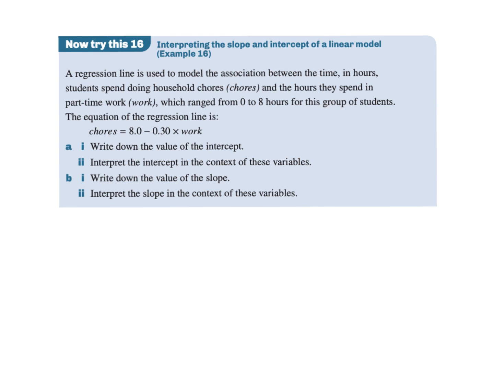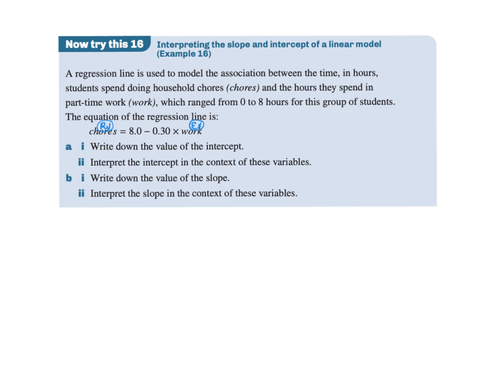Okay, a regression line is used to model the association between the time in hours students spend doing household chores and the hours they spend in part-time work, which ranged from 0 to 8 hours for this group of students. The equation of the regression is chores equals 8.0 minus 0.3 times work. So which one is my RV, chores or work? Chores. And work is my EV. If you write that above, then you won't get it wrong.